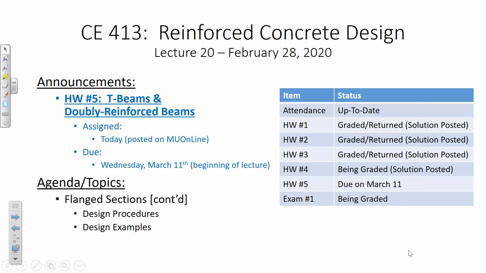TA's still working on homework number four, but you all have the solution for that. Now what about homework five? Homework five is new, hot off the presses today. That is due on March 11th. That might seem like a little ways from now, but I'm going to tell you this assignment has four problems, and it's a little long. The problems are kind of involved, but T-beams and doubly reinforced beams tend to be a little bit longer, so just be aware of that.